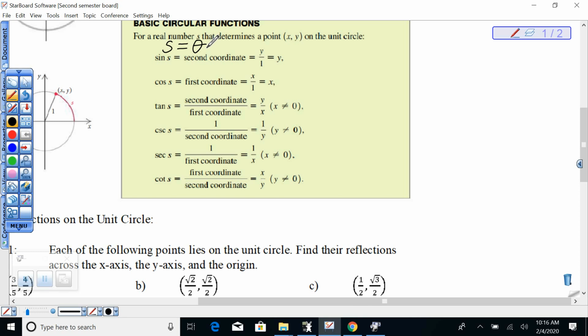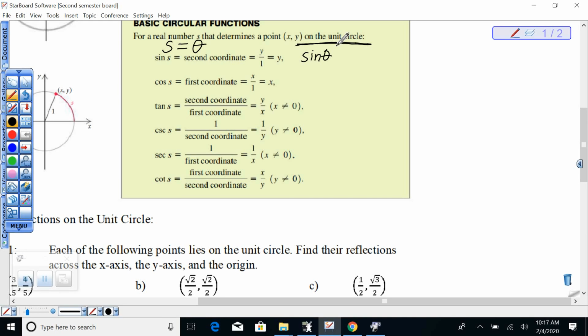Here's what we know. On the unit circle, the sine of S is equal to the second coordinate, or your y over 1. But I don't like that. I would really prefer for you to say the sine of theta on the unit circle. Okay, so we're on the unit circle. And by the way, you can put this on your little index card. That's the only thing you're allowed to have on a test without penalty is your index card.